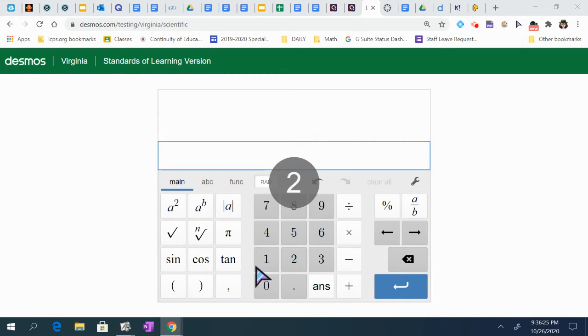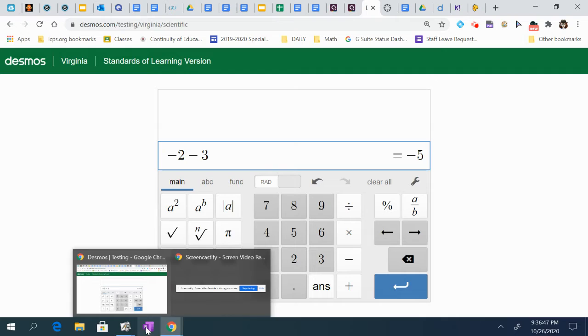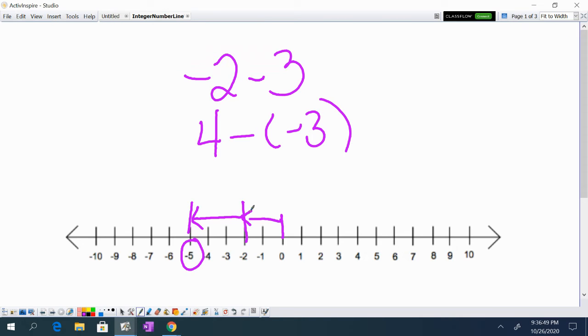So if I go to Desmos, the thing about Desmos, the negative and subtraction are the same key because they mean the same thing. So it's the same button I'm going to push. So -2 minus 3. And here's my answer. So I can see everything I put in there. And that agreed with the answer that I had over here on my whiteboard. Remember? I got equals -5.